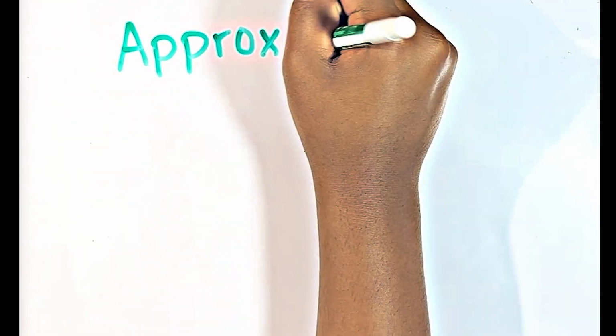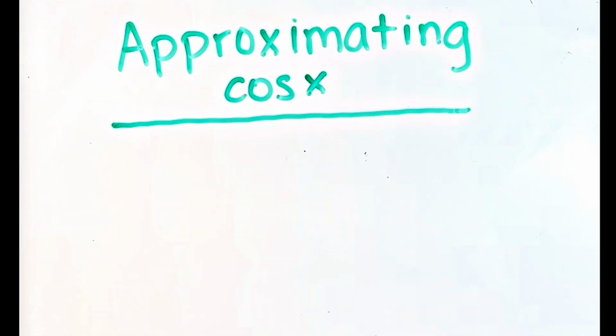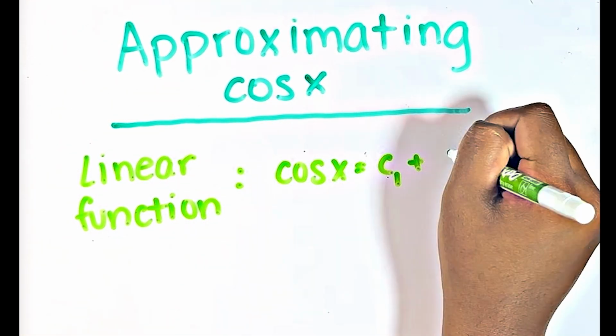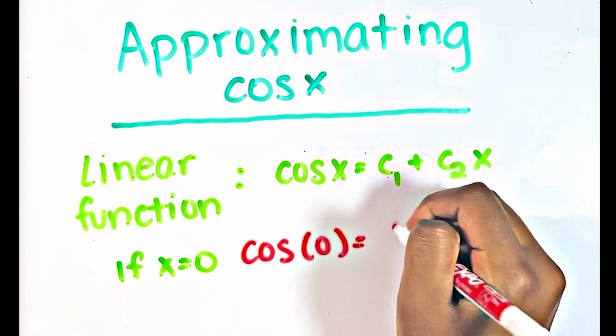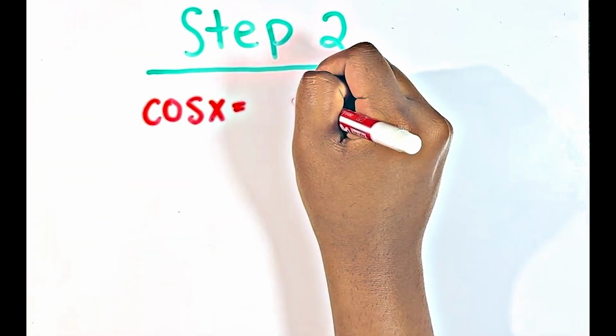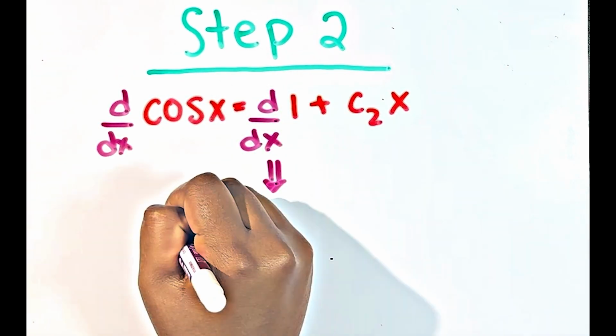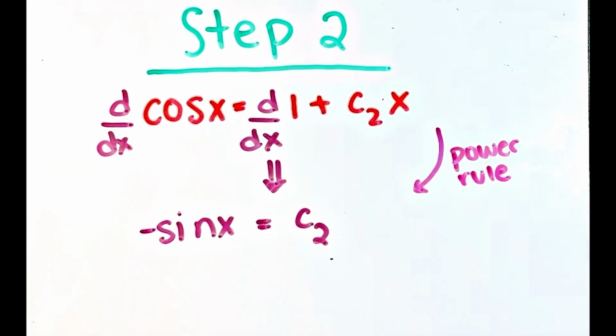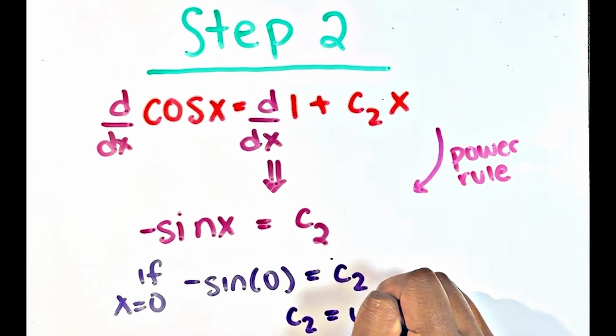When looking at the approximation of cosine of x, we can first start with the linear function of cosine of x is equal to c1 plus c2x. If we substitute 0 for x, we would get c1 is equal to 1. The next step is to ensure the slope of both the approximation and cosine of x are the same. If we take the derivative of both sides, we would eventually get that c2 is equal to 0.